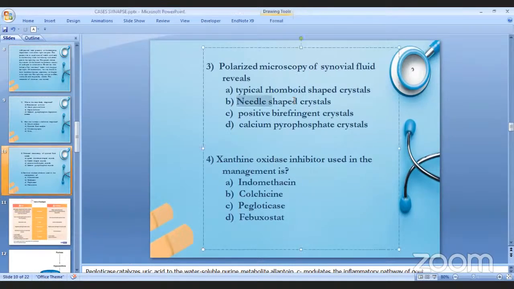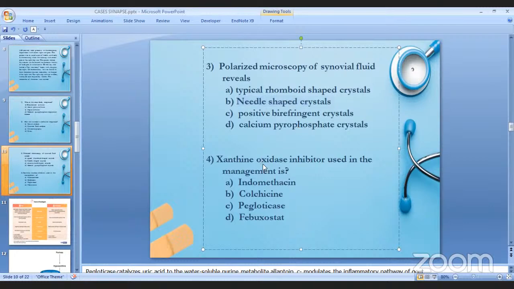So it is needle shaped crystals, right? All the three options are related to pseudo gout, right, or calcium pyrophosphate deposition disease, right? And we also call it calcium pyrophosphate deposition disease. So you have written options such as typical rhomboid-shaped crystals, positive birefringent crystals, and calcium pyrophosphate crystals. This all occurs in the gout.